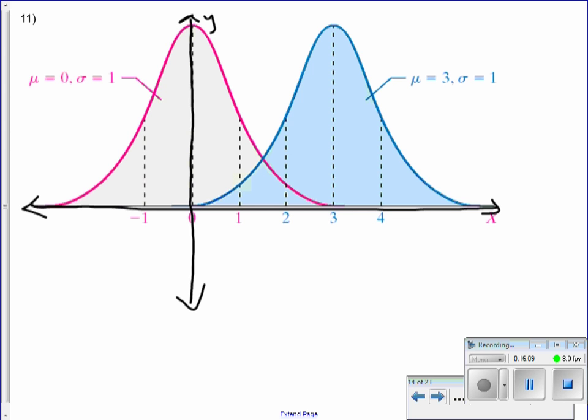Which question? Okay, you said the mean centers off where the graph is. Mm-hmm. So why isn't the first one centered off? Because its mean is 0, so it has to be on the y-axis.